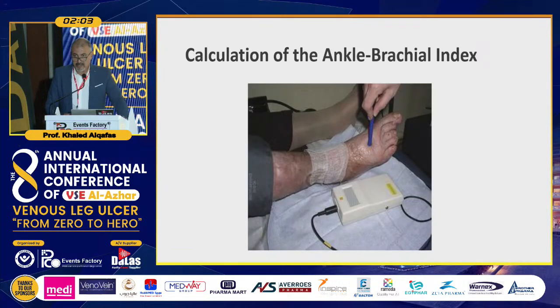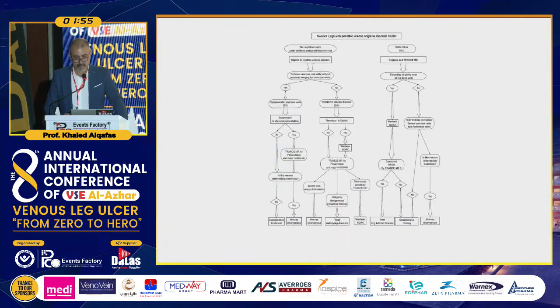Finally, we must do an ankle brachial index to every patient suffering from venous ulcer to exclude any arterial disease. It's a very crucial point to assess. Here's the algorithm for patients coming to us suffering from venous ulcer related to the PTS.